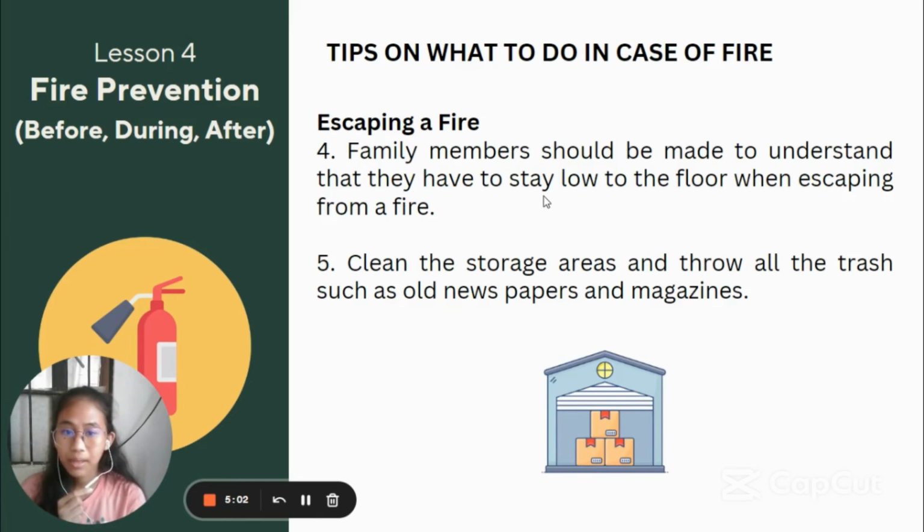Number 4, family members should understand that they have to stay low to the floor when escaping from a fire. As I said before, heat rises, so it is hotter at the ceiling than at the floor. So let's spread the knowledge about why we stay on the floor. Number 5, clean the storage areas and throw away all the trash such as old newspapers and magazines.